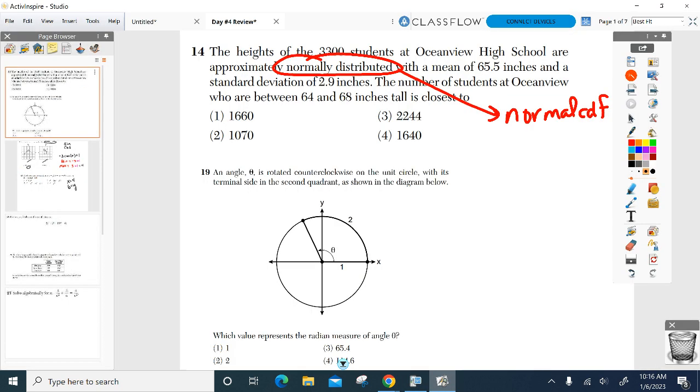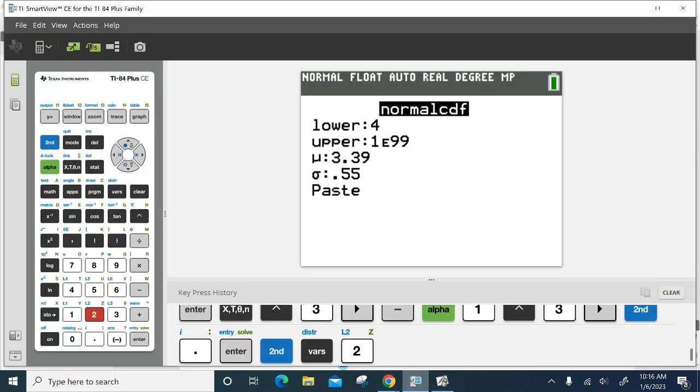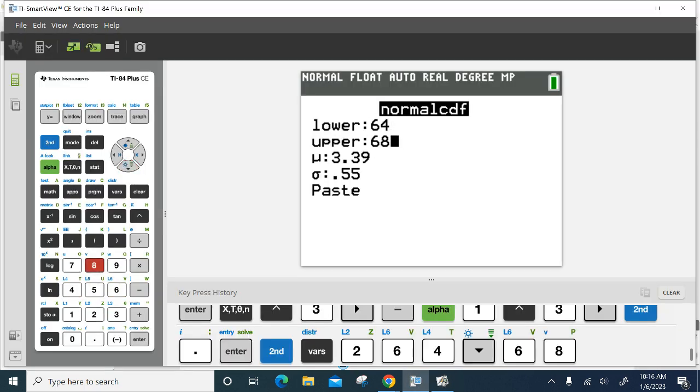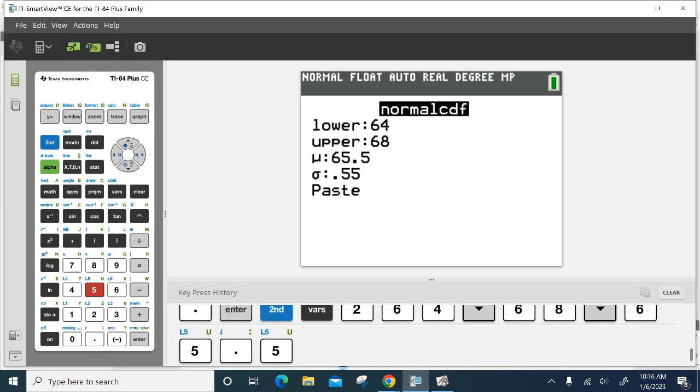If you read through the problem, how many of the students are between 64 and 68? So that's what goes into here, 64, 68. What's that number going to be? That is the mean, which is 65 and a half. And what's the next one?